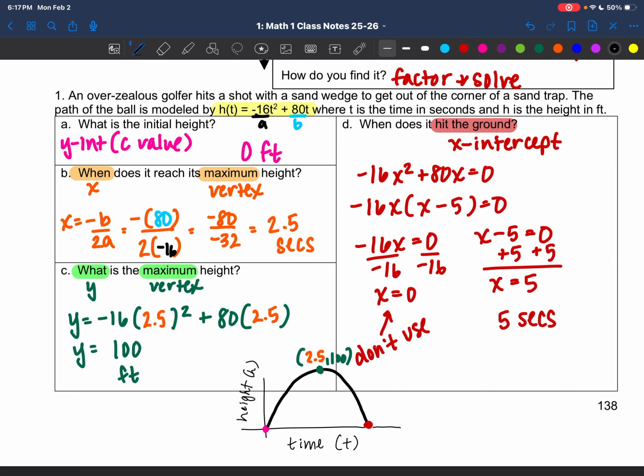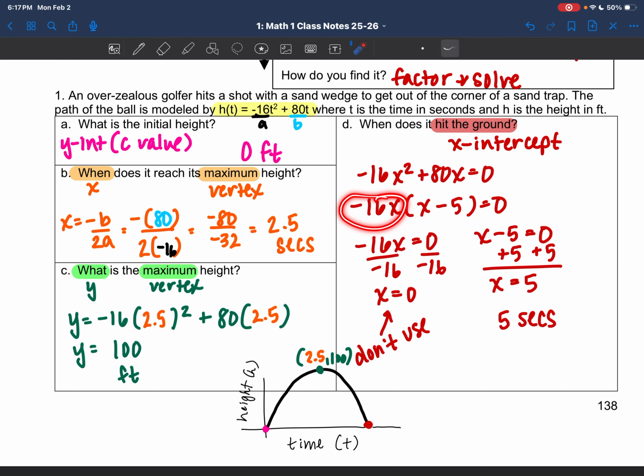All right. So when it hits the ground, we want to know what our x-intercept is. So the x-intercept is where you set the equation equal to 0. And first we're going to look for our GCF. In this case, we actually have a GCF of negative 16x, because remember, you want to get this positive. So we're going to factor out a negative 16x. And then when you divide each term by negative 16x, your leftover is x and minus 5.